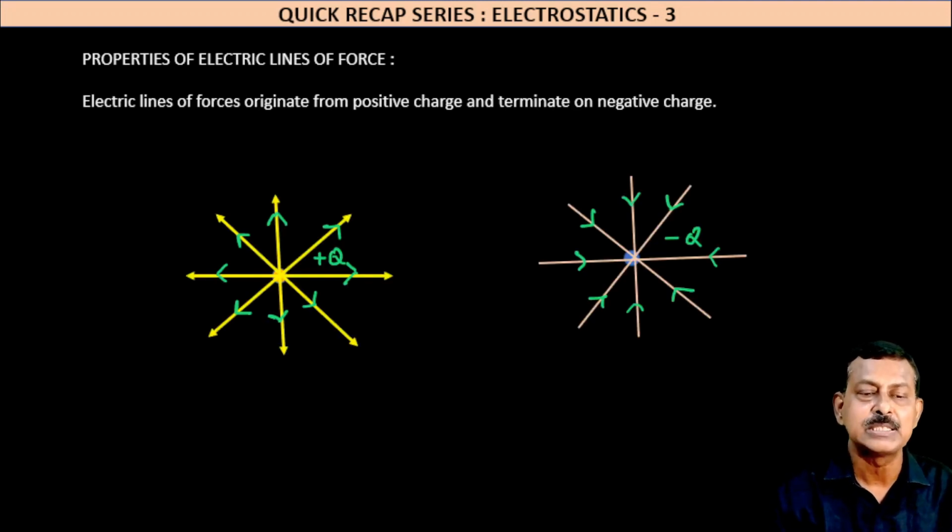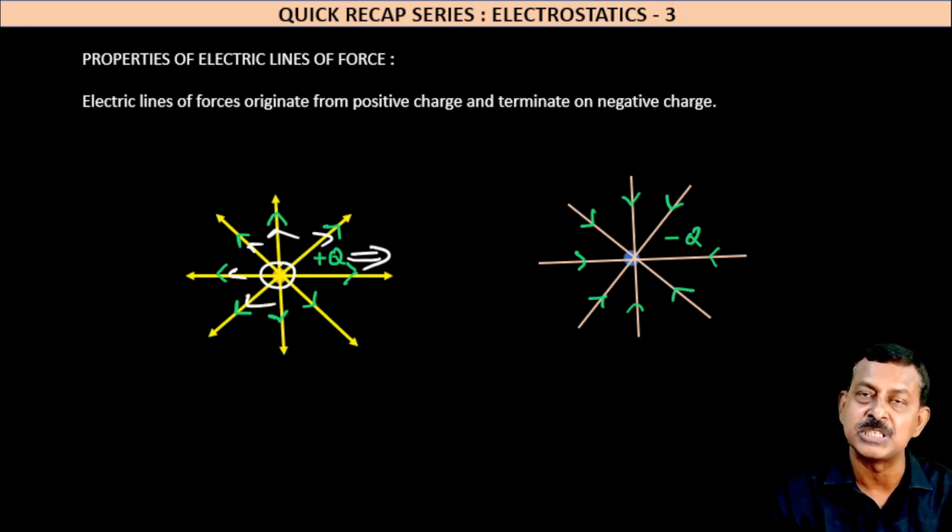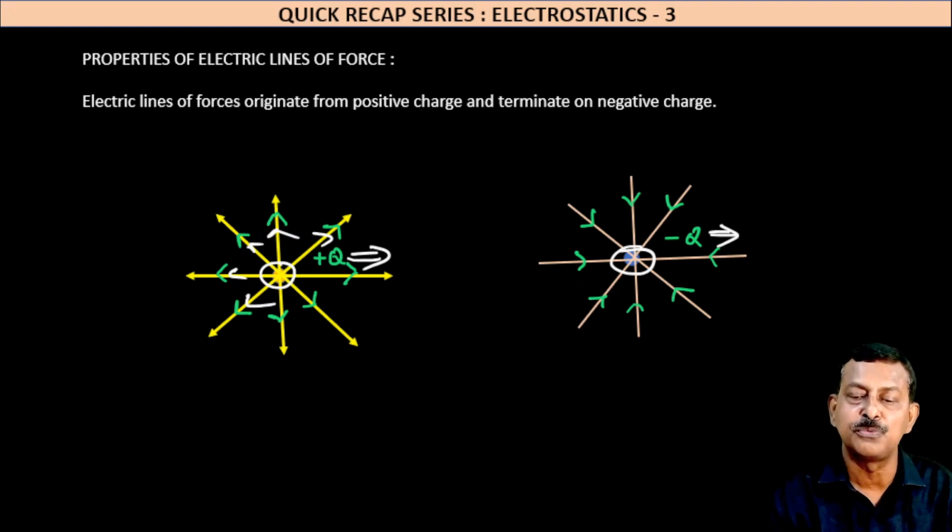So first one is electric lines of forces originate from positive charge and terminate on negative charge. Suppose this is the point where we have a point charge plus capital Q. It is a positive charge here. So the electric lines of forces are originating from it. So you can see that we have shown electric lines of forces coming out from this. Whereas if it is a negative charge, like here I am taking a negative charge, minus Q, now you can see the electric lines of forces are terminating on it. So they are coming to this particular charge and they are terminating.